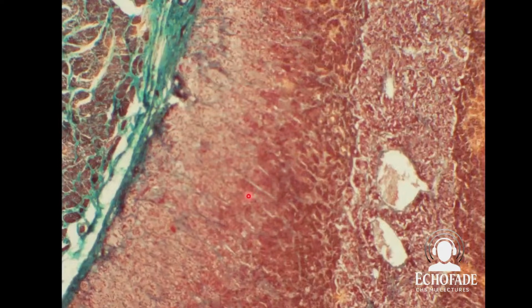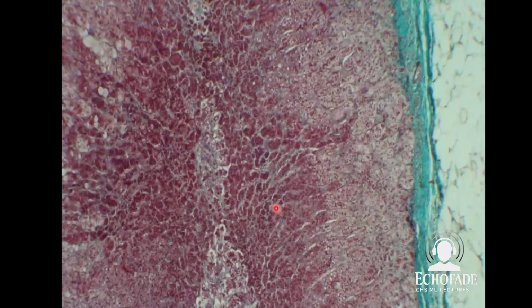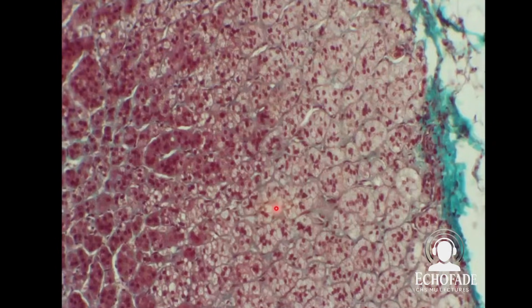This is the global view. We have the capsule, we have the cortex, and we have the medulla. And in the cortex, we have cells arrayed in clusters. So this outer part here is the zona glomerulosa. And then we have this other area where the cells are arranged in fascicles in a line. This is now what we call zona fasciculata. And then this part here is zona reticularis.